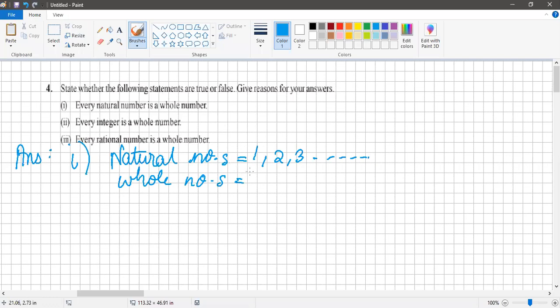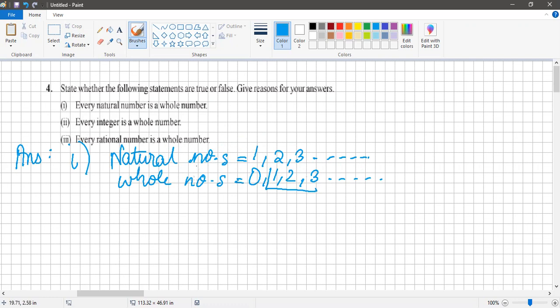So whole numbers start from 0, 1, 2, 3, and they go on, right? So can I say that in the whole numbers collection, natural numbers are also part? So that means 1 onwards, everything is a natural number. So can I say that natural numbers are whole numbers? Absolutely, right? I can say that.